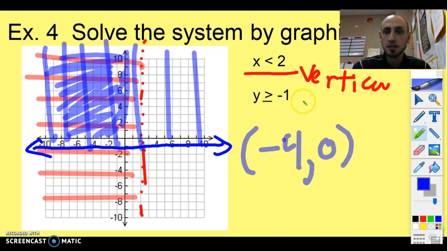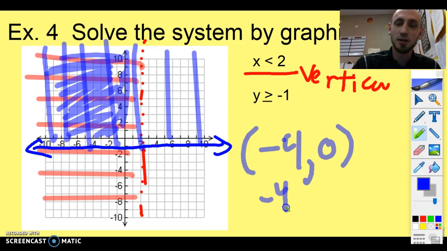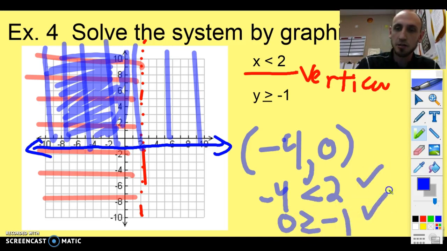All right, 0 is less than 2, and -4 is greater than, uh-oh. Is -4 greater than, oh, I did that wrong. No, I'm sorry. I checked that wrong. Remember, when you get it wrong, either you checked it wrong or you did it wrong. So negative 4 is less than 2. Check. And then is 0 greater than or equal to negative 1? Check. So that's the right area.